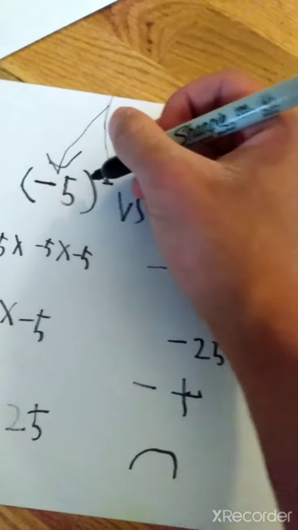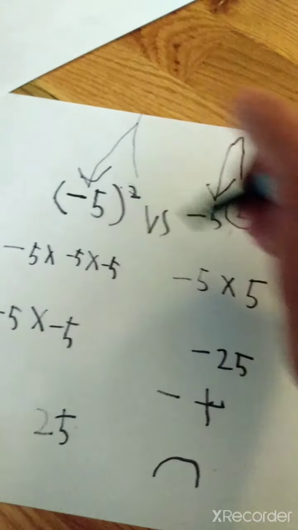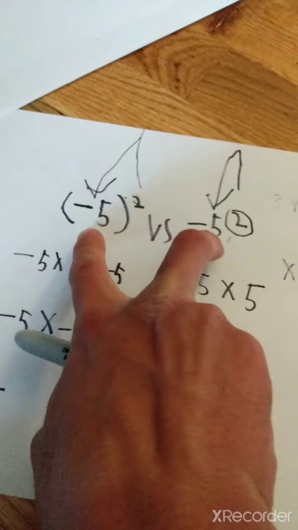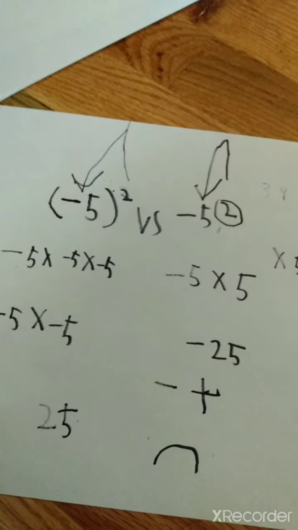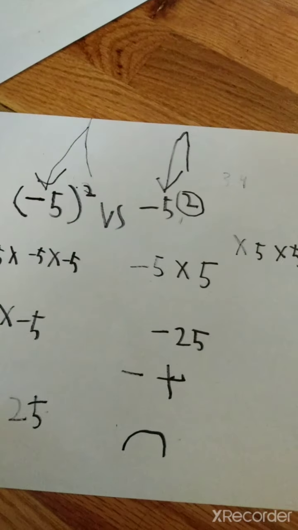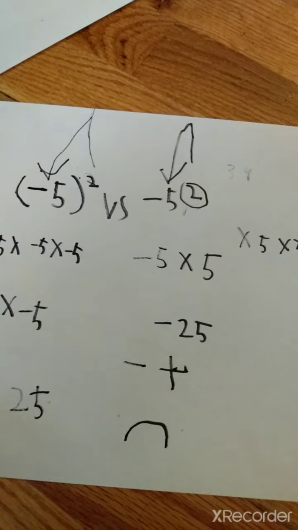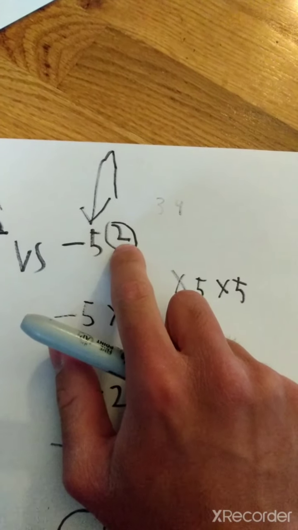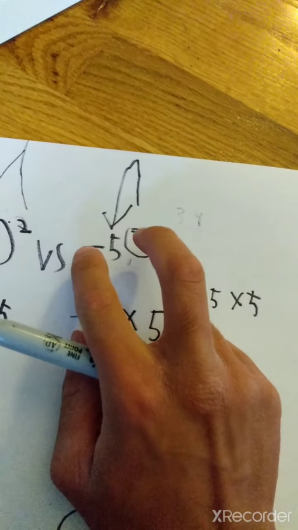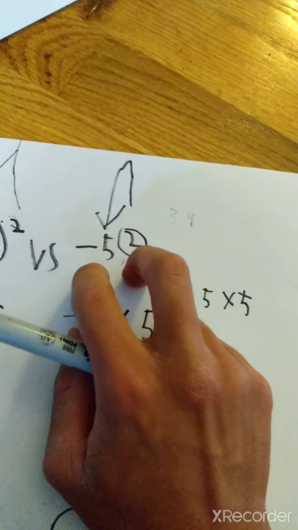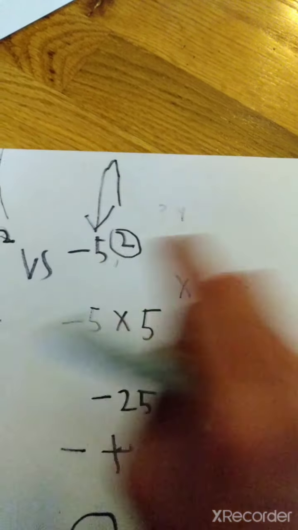So the parentheses are actually going to matter depending on what kind of equation you want to use. Here's an example when the exponent does not put the net, or parentheses, over the -5.